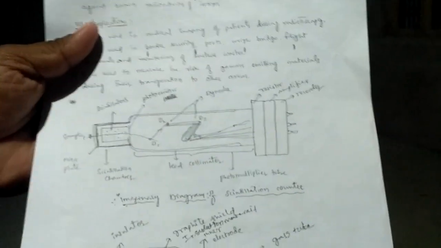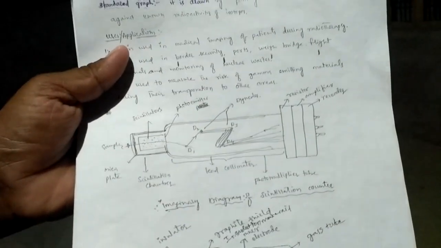The scintillation counter was discovered by Sir Samuel Curran in 1944 to determine the radioactivity of uranium. Now we will see the design and setup of the instrument.